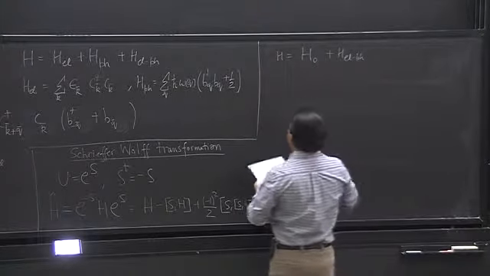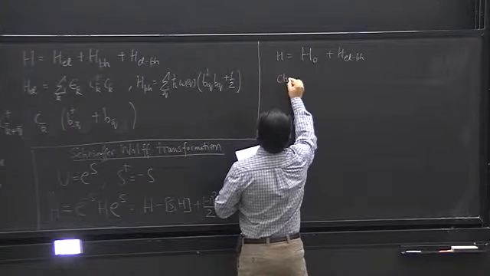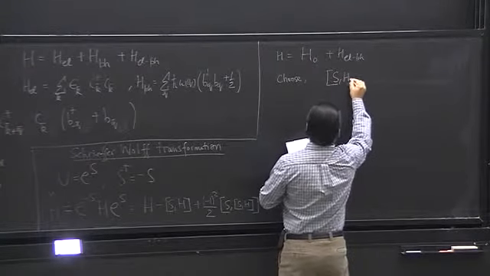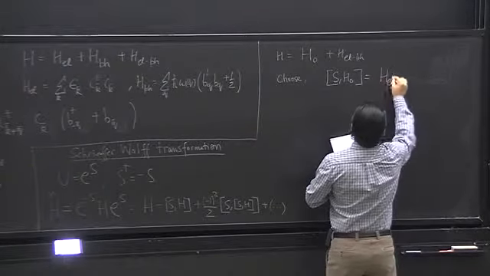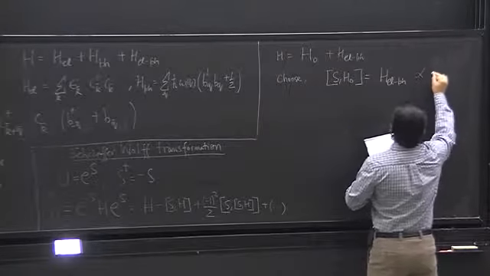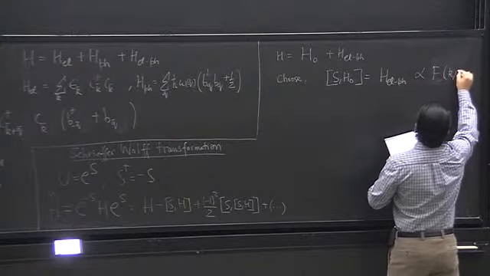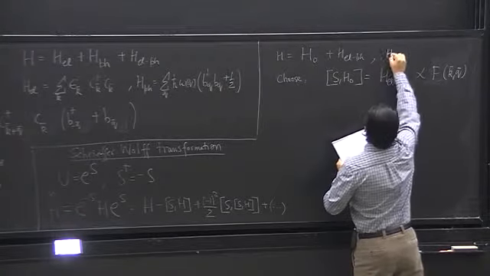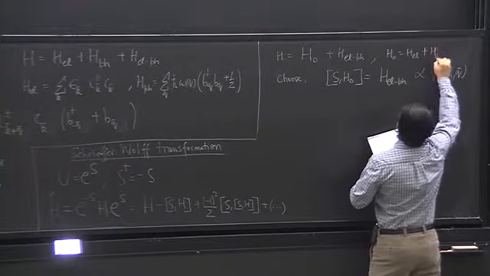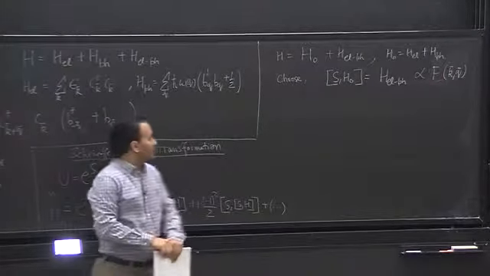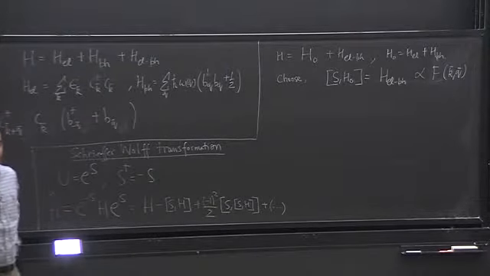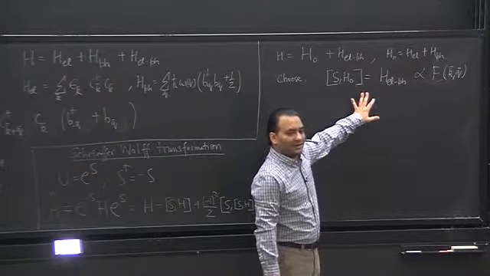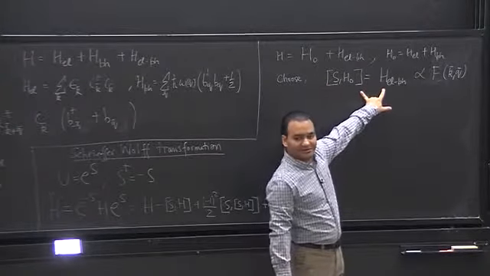I'm going to choose S such that the commutator of S and H naught is H electron-phonon, which is proportional to F K Q. Any questions so far? This is just an identity, and this is where the problem gets a bit complicated. I have to now find an S that satisfies this.